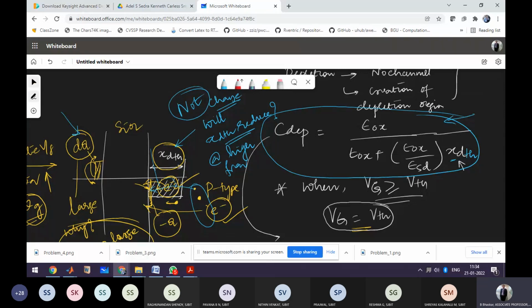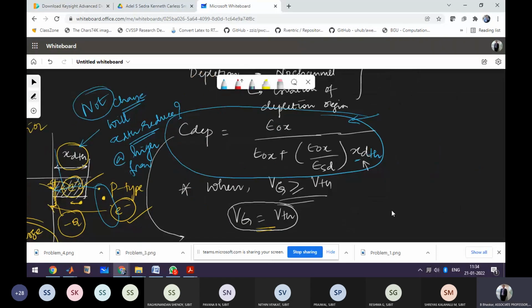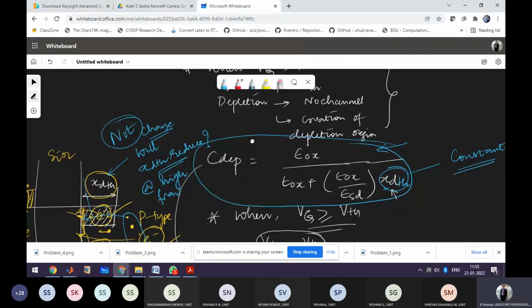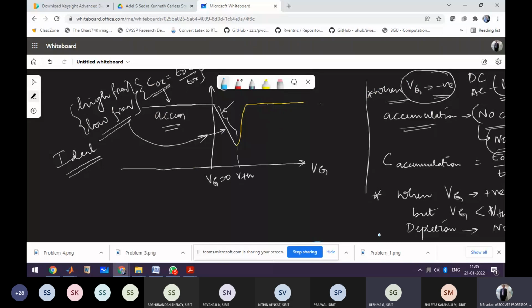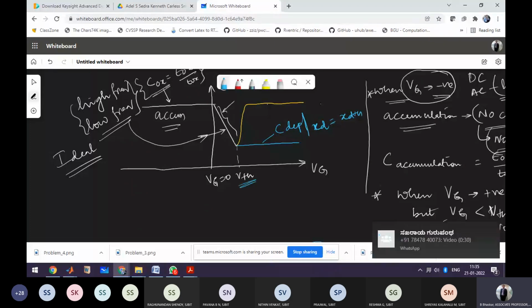entire equation, which is the variable parameter. Somebody tell me at least, in C depletion, which is the variable parameter? XDTH. So just now we concluded that XDTH has become constant and won't change at all, because the depletion width is not changing, due to ions not giving out the electron hole pair. So what happens to the depletion capacitance? Can you complete this graph? It remains constant. This is what C depletion you will get at XD equal to XDTH. We can say that when Vg reaches Vth, the capacitance will continue to remain the same even further. Also remember this is only at high frequency.